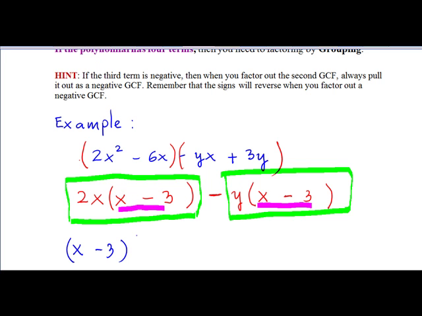Take that out. Then I'm left with, for this box here, I pull out x minus 3, I'm left with 2x. For this box here, I pull out x minus 3, and I'm left with minus y. Now we have a factor. I have something multiplied by something over there. So here is our answer.